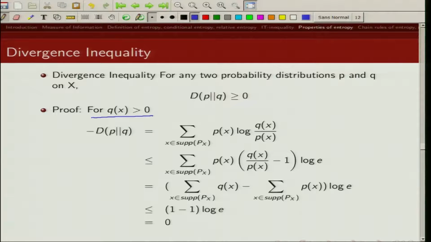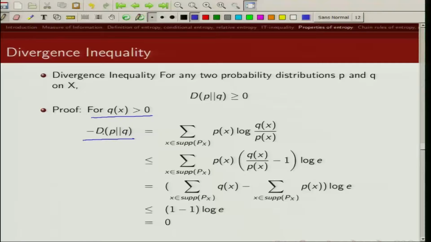So, for Qx greater than 0, let us compute minus of divergence of P and Q. I will have to show that this quantity is less than or equal to 0. So from the definition of divergence, I know divergence between P and Q is the expected value of log of P by Q. So minus of that would be the expected value of log of Q by P. So this is minus of divergence between P and Q.